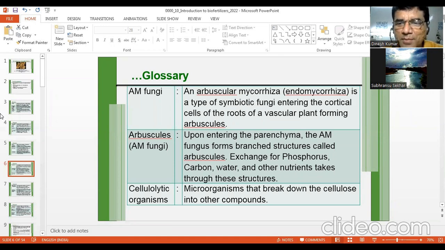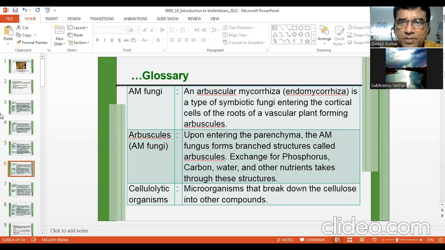So most of the time, this phosphorus is provided to the host, and carbon is taken up by AM fungi. Water is provided to the host, and some other nutrients to the host, but the host supplies food to the fungus.